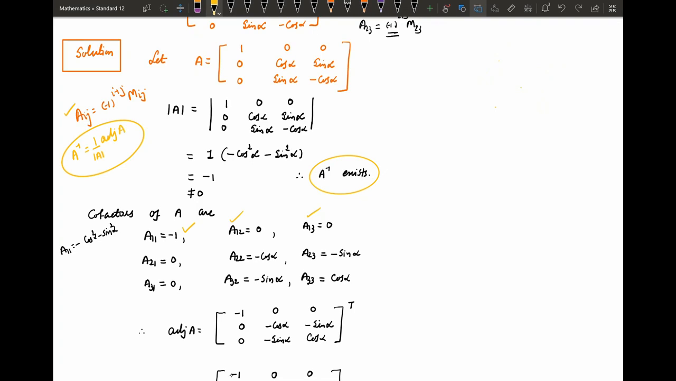Now the cofactor of this 0. Again you leave the column and row in which that entry lies. The remaining entries will form a 2 by 2 determinant, 0 0, sin alpha minus cos alpha. So its value is 0. So A21 is 0.